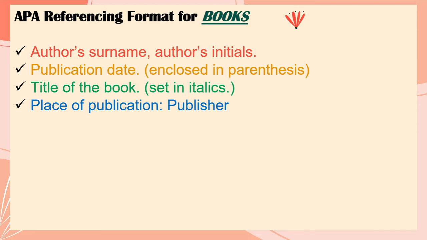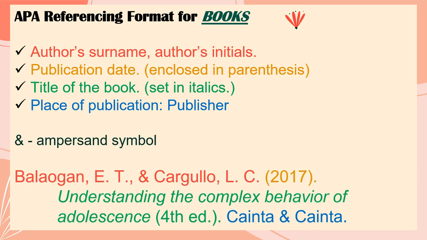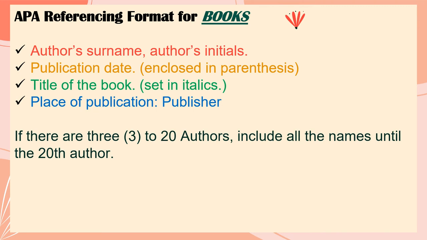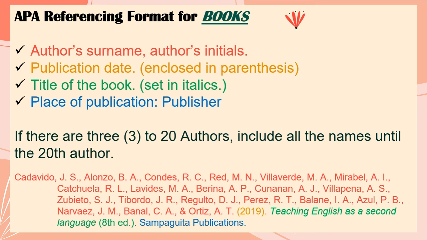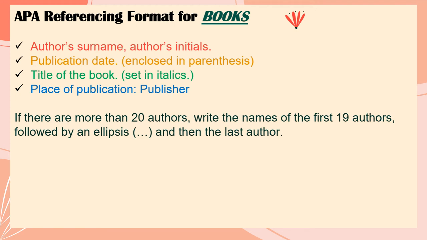If there are two or more authors, follow the order of names as presented in the book. The last author is usually separated by an ampersand. Here is an example. If there are 3 to 20 authors, include all the names until the 20th author. Here is an example. If there are more than 20 authors, write the names of the first 19 authors, followed by an ellipsis, and then the last author. Here's an example.